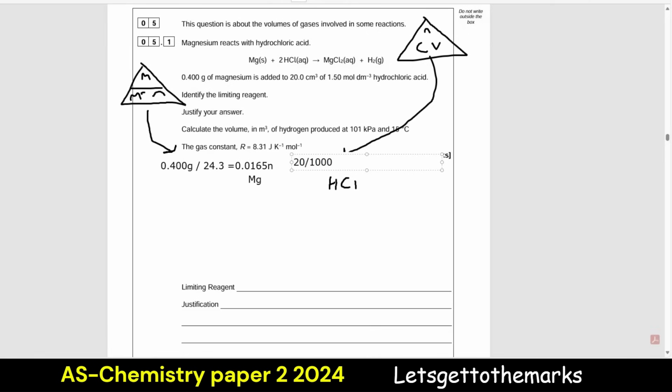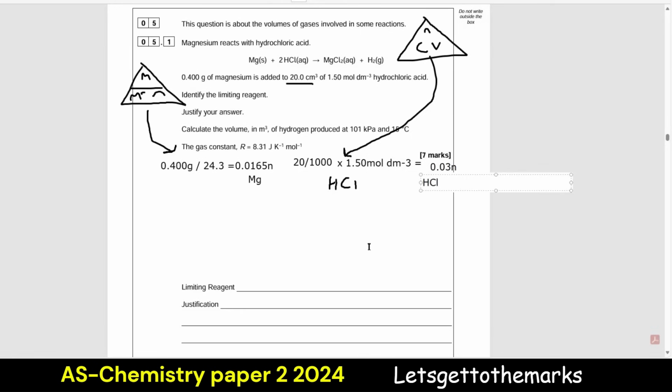Why am I doing 20 over 1,000? Because 20 cm³ here, us chemists, we like to use dm³, so we're going to do 20 divided by 1,000. You could just do 0.02 if you prefer, and we're going to times that by 1.50. That's the concentration, mol dm⁻³, and that is going to give us 0.03 moles.